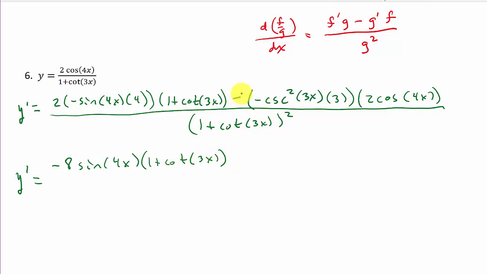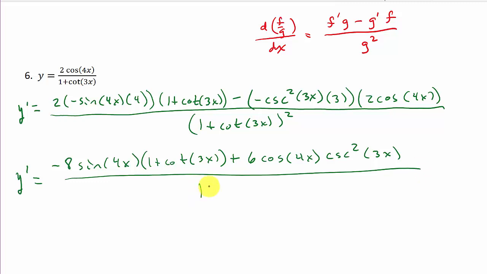And let's see, the negative and negative, that's going to be a plus, and then I've got 3 times 2, that's 6, and that's going to be cosine. I'm going to write the cosine first instead of the cosecant. It's not a big deal. Cosecant squared 3x, and this is all over 1 plus cotangent 3x, all of that squared.